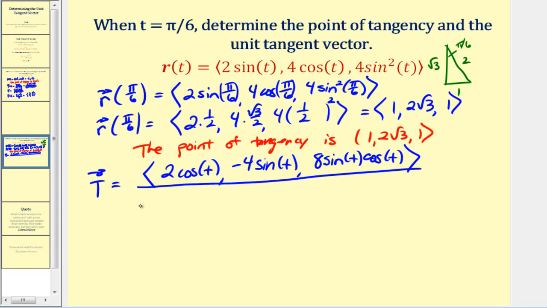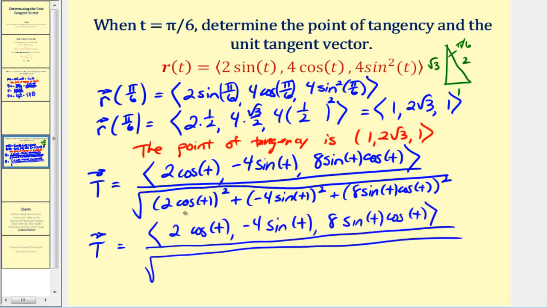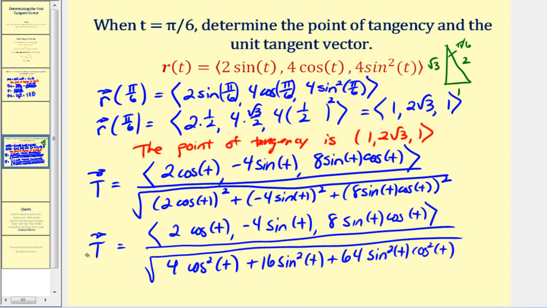Now we need to divide by the magnitude. It's going to get a little messy here. We have the square root of 2 cosine t squared plus negative 4 sine t squared plus 8 sine t cosine t squared. Let's go and simplify this. So we'll have the square root of 4 cosine squared t plus 16 sine squared t plus 64 sine squared t cosine squared t. Let's go and take this to the next slide and evaluate this when t is equal to pi over 6.